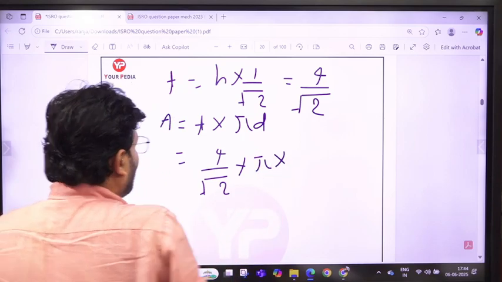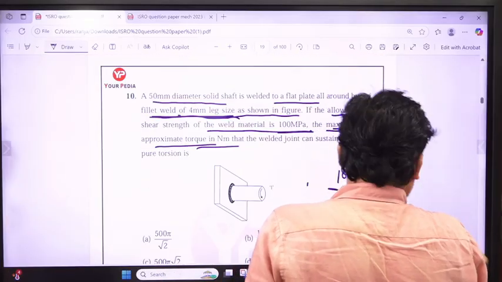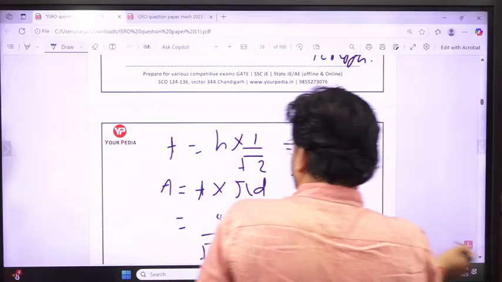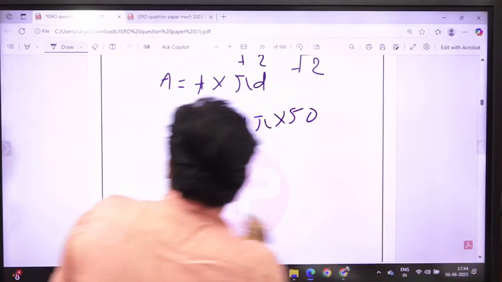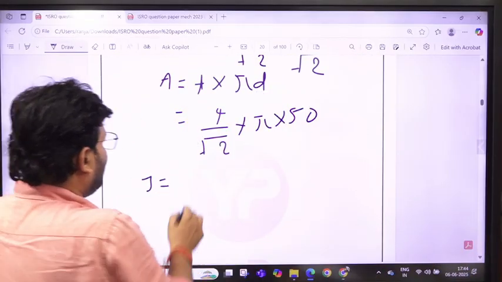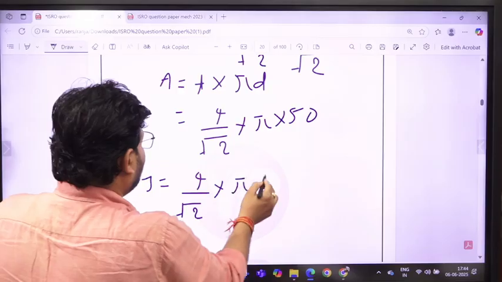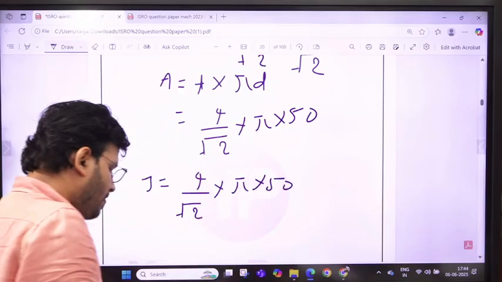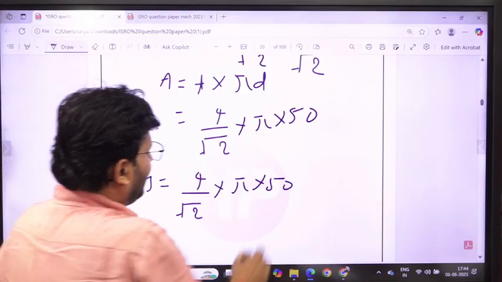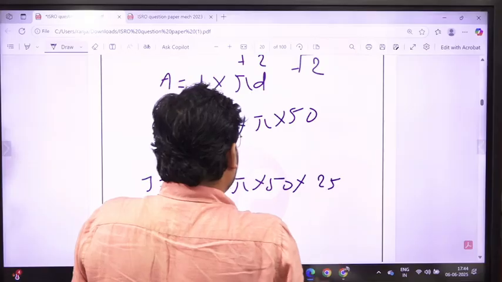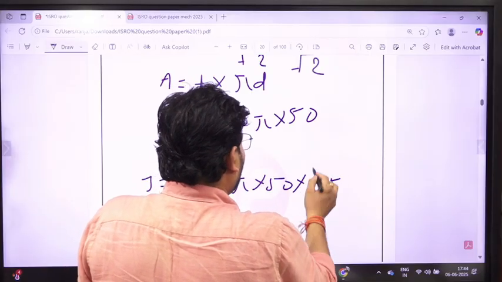And d is given how much? 25 or 50? 50. Yes sir, d is 50 is given. So from there, just put the value 50. So A is coming. What will be tau? Tau will be A r squared. So A is 4 upon root 2 into pi into 50. R is given again how much? R is 25 mm, so 25 mm squared.